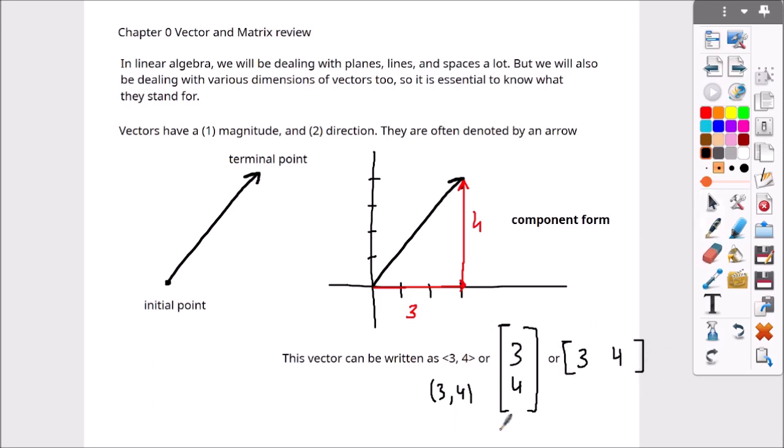So the more common thing that you'll see is with parentheses, which looks like a point, but it's a vector in linear algebra. So weird. I like these angular brackets more. I used those in Calc 3. But what I'm going to be using the most for this course is the vertical notation for the component form. X is on top, Y is at the bottom or in the middle if it's 3D, and Z is at the bottom if it's 3D.